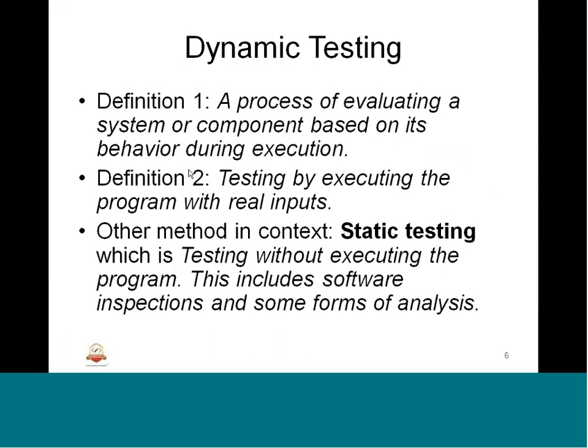Okay. So what is the dynamic testing definition? A process of evaluating a system or component based on its behavior during execution. That means testing done during its execution is called dynamic testing. It is as simple as that. We put the unit under execution and test it while it is executing the program. That is the intent. Another definition is testing by executing the program with real inputs. That means we do that testing while the system is running the intended program. That is the definition of dynamic testing.